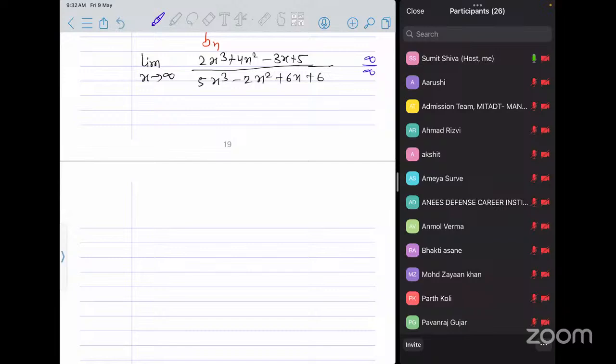So I'm not going into detail. I will just write the answer. In this case, the answer will be the ratio of the coefficients of the maximum power of the variable x. That is, the answer will be 2 by 5. Are you getting it, or any doubt?